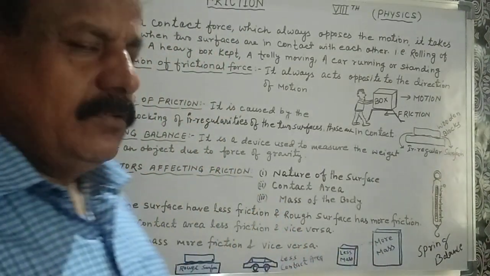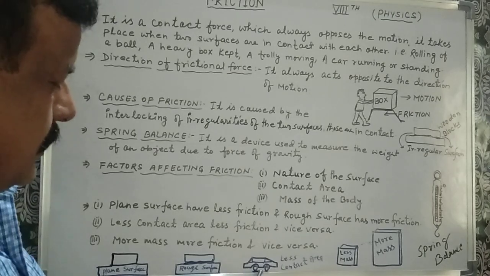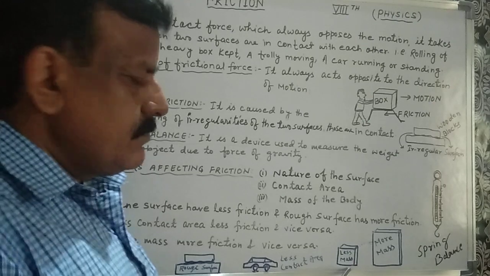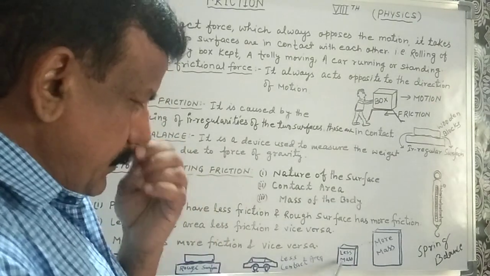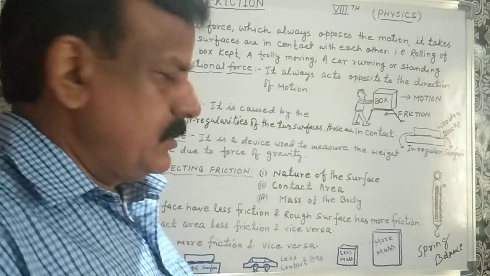In the figure you can try to understand. Here it is a plain surface, where we will find less friction, and a rough surface, where we will find more interlocking, so big friction. Here with less contact area, less friction. Small object, less mass, less friction. Big object, big mass, big friction.